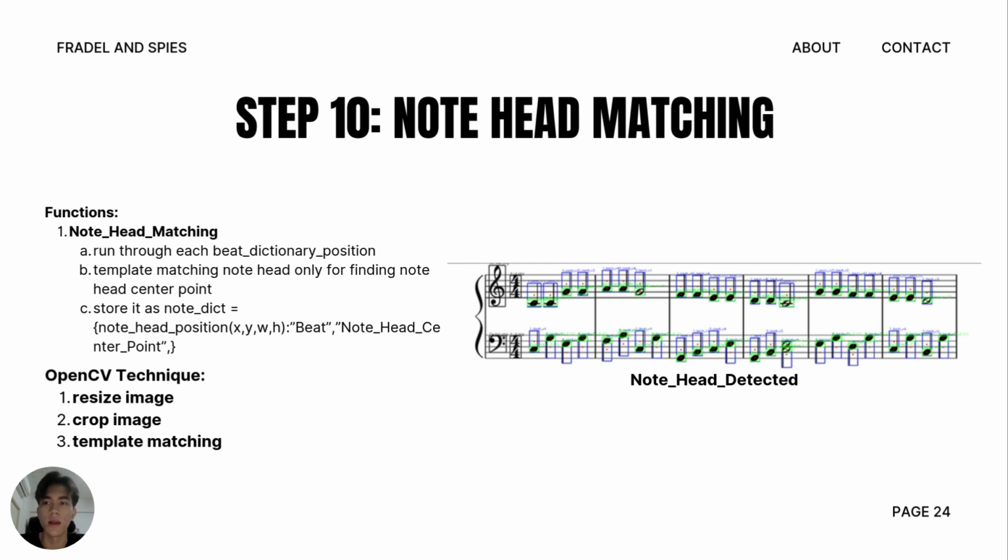To detect the note head and get the center point for comparing, in this step we detect the note head to get the center point for comparing with the staff position later. For the function, we use note head matching to run through each dictionary position. It uses template matching for note heads only, to find the note head center point and store it as note dict. For the OpenCV techniques, we use resize image, crop image, and template matching.